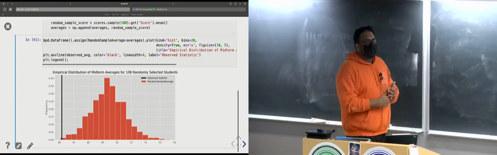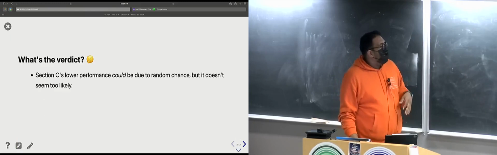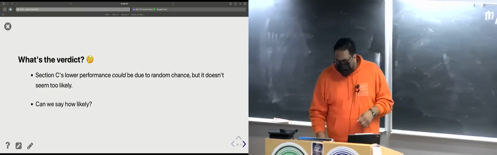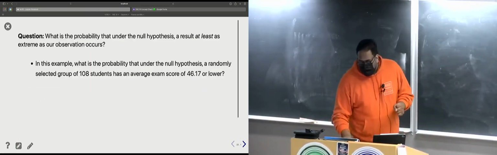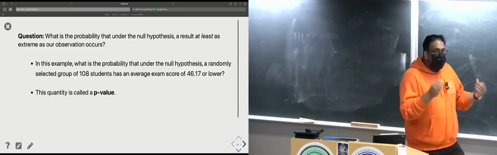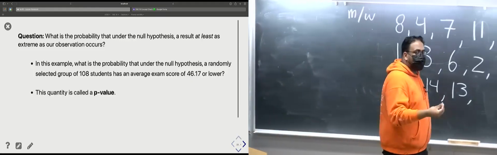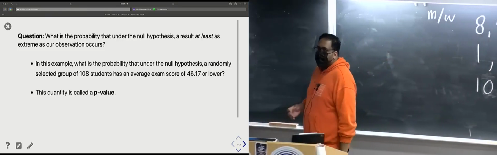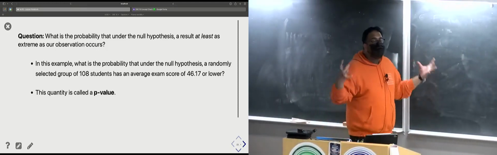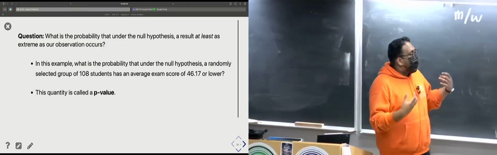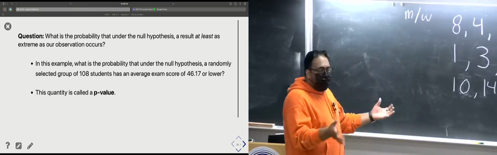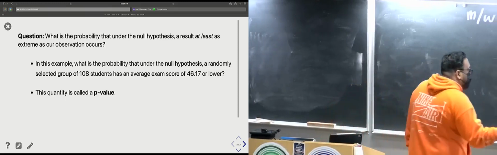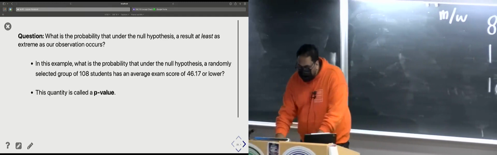Like, which hypothesis does our data better support? And can we somehow make a precise determination on which one it supports? Okay, and so that's what we're going to try and do. So what we are going to do is compute a probability. We are going to compute the probability under the null hypothesis that a randomly selected group of 108 students from the course has an average exam score of whatever our average exam score was, 46.17 or lower. Okay, and that probability that we compute is called a p-value.